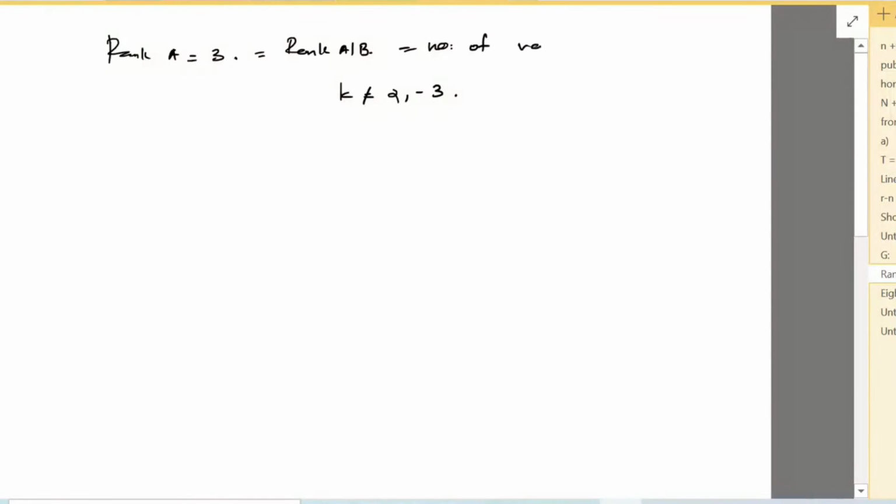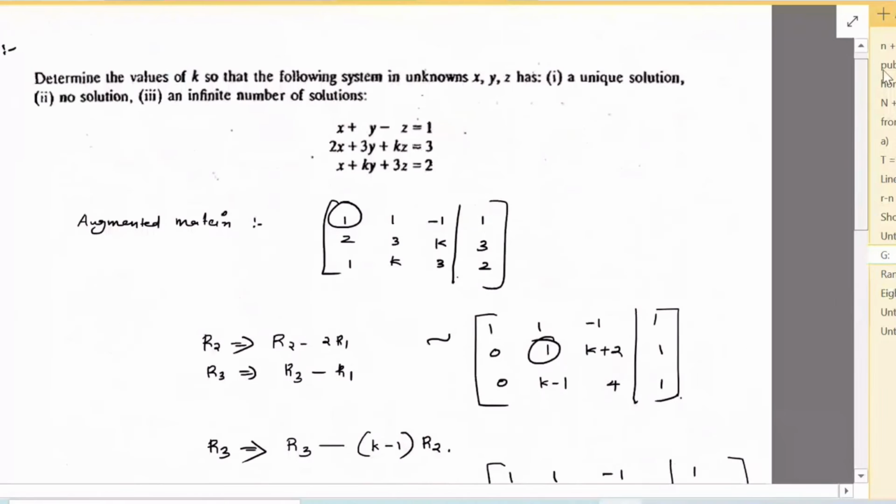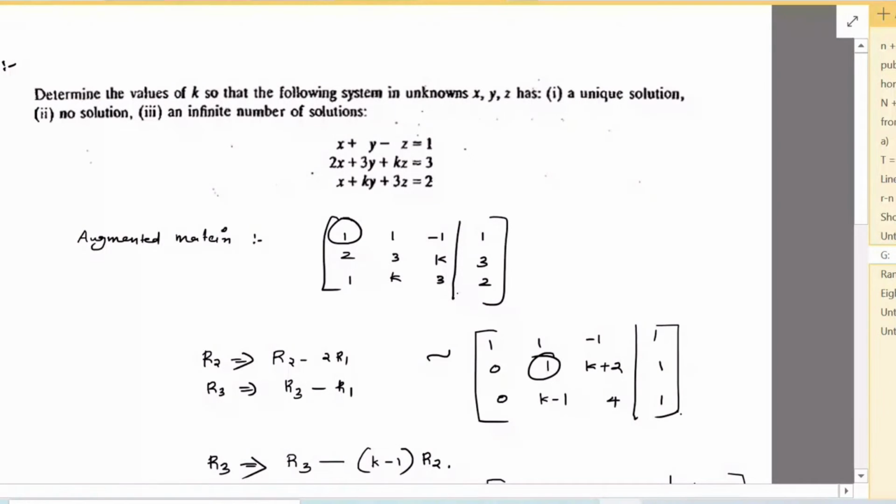So what we can say, when k not equal to 2 and k not equal to minus 3, the system has unique solution. Okay. So what is the answer for our question? The question was, determine the values of k so that the following system in an unknowns has a unique solution. Unique solution when k not equal to, what are the values? Minus 3 and 2. Okay.